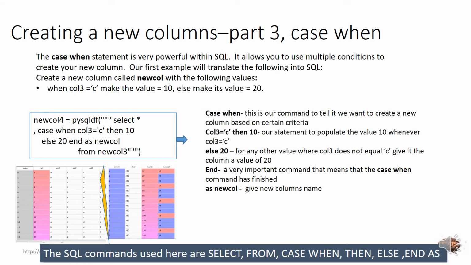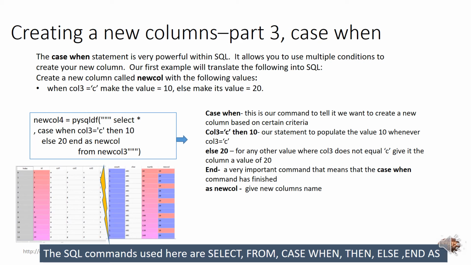Our next stage involves creating new columns using the case when statement. The case when statement is very powerful within SQL. It allows you to use multiple conditions to create a new column. Our first example will translate the following into SQL. We're going to create a new column called new col with the following values. When col C equals C, make the value equal 10, else make it 20. So we're going to create a new data frame called new col 4.